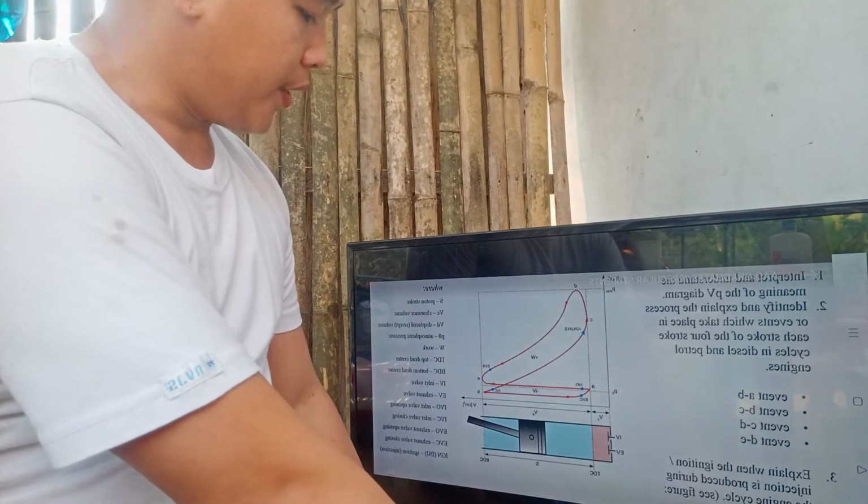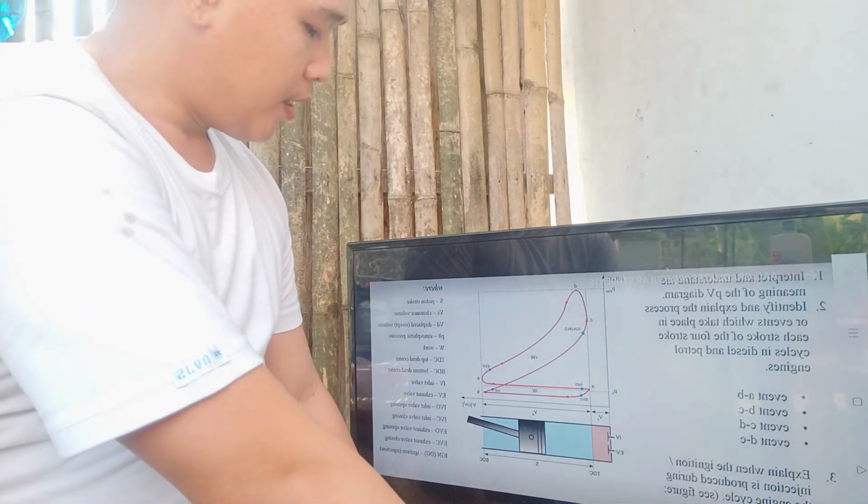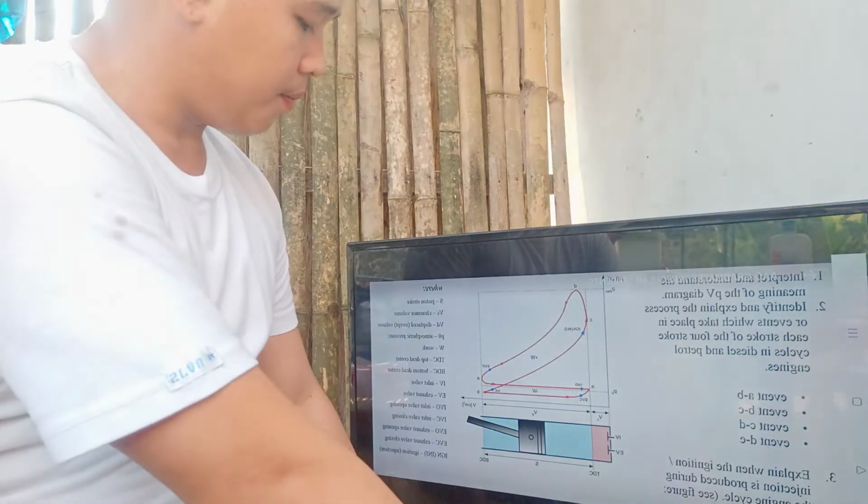The ignition is triggered and the pressure rises rapidly towards the maximum pressure.